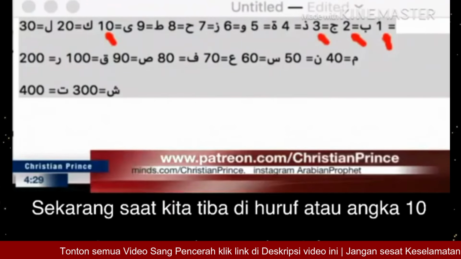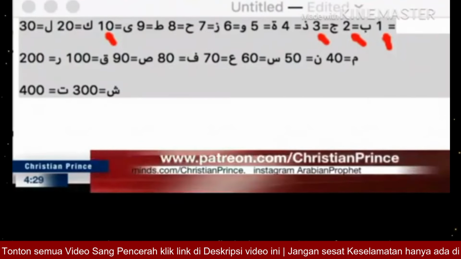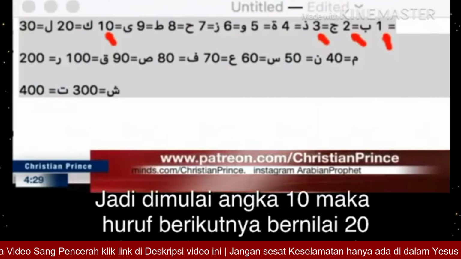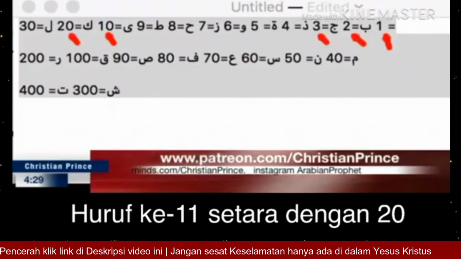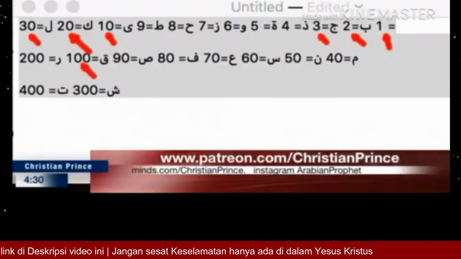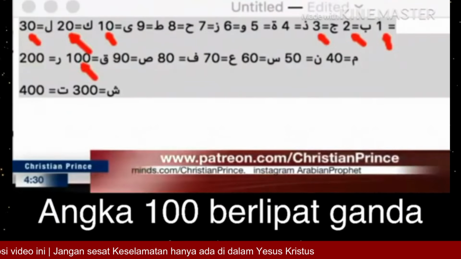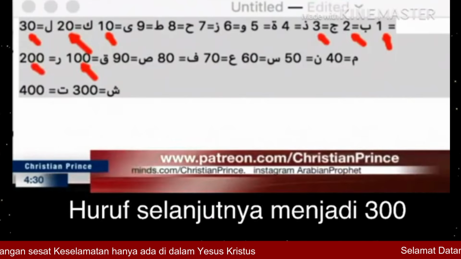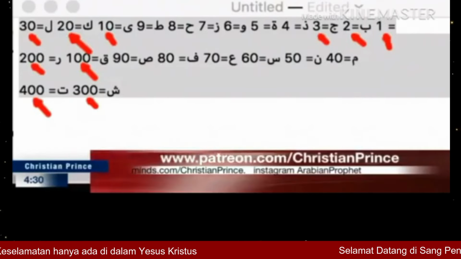Now, after we arrive at letter number 10, every letter after that will be a multiple of the 10th letter in number. So if this one is 10, the one after it is going to be 20. Then we arrive at 100, and for the letter after it we do the same method. You will notice the letter after it will become 200, the letter after it will be 300, the letter after it will be 400. Do we understand?